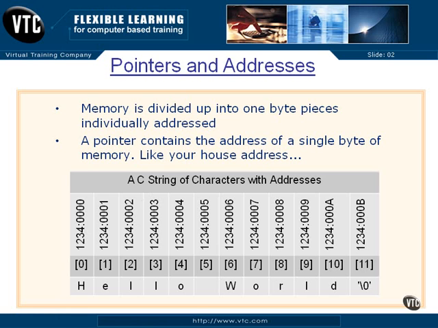A pointer, because we're talking about pointers and addresses, contains the address of a single byte of memory. Just like your house address. If your house address is 1234 Main Street, that is a pointer to the address where all of your stuff is located. So here we see this is an address of this H in Hello World. This is our string. Hello World, that's a space in there, and that's a null, a 0 byte, that is the end of our string. So we have our little string laid out here.